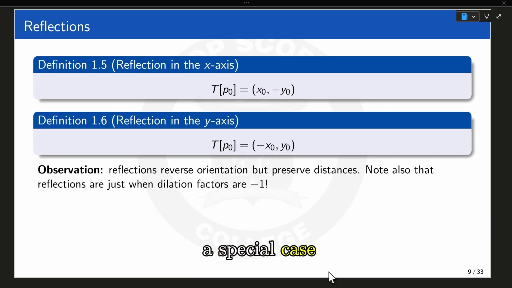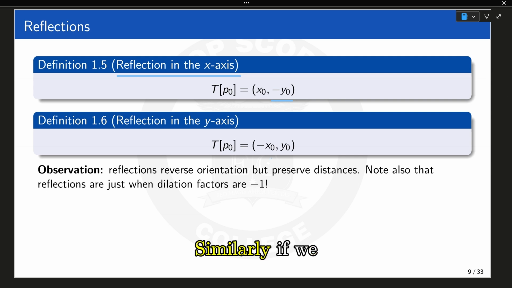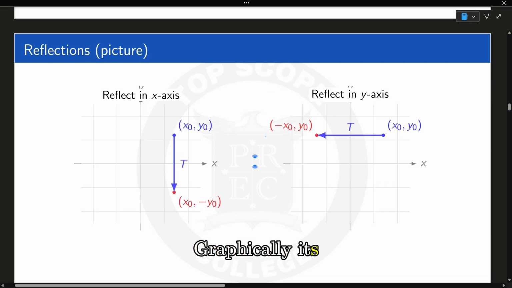As a special case of dilations, if we make the y-coordinate negative, then it's a reflection in the x-axis. Similarly, if we make the x-coordinate negative, then it's a reflection in the y-axis. Now notice that that's simply putting the dilation factor as -1. Graphically, it's simply like so.